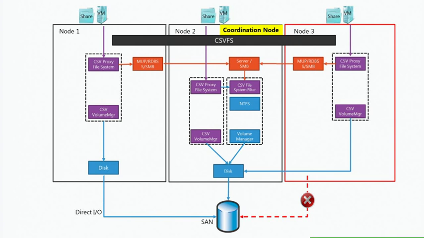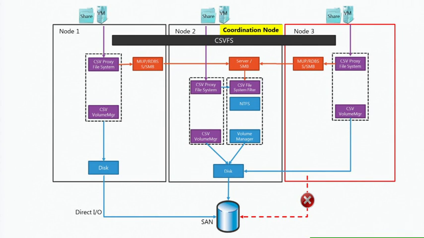So here's the main part of our new CSV architecture. There are some simplifications which I'll dig deeper into later on in this presentation. So we have our coordinator node in the middle. We have a CSV proxy file system stack mounted on all the nodes. We have a CSV file system filter, which is routing traffic to the NTFS volume.